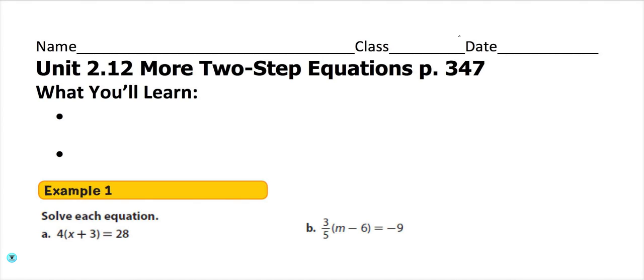So today we're going to look at Unit 2.12, more two-step equations, and this can be found on page 347 in the textbook. Go ahead and put today's date for me up at the top. And let's go ahead and write the objectives for today.